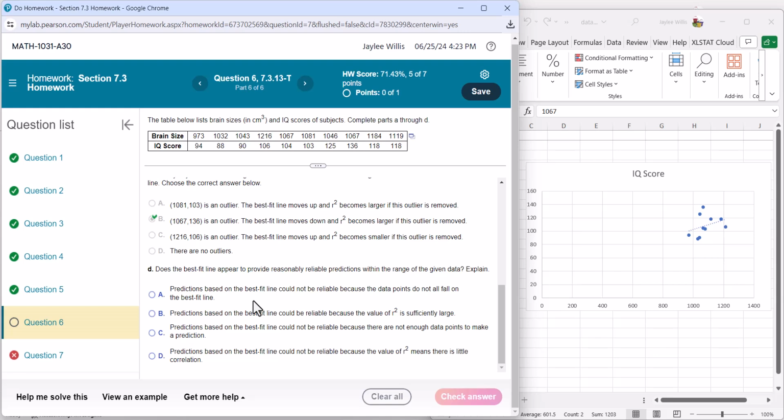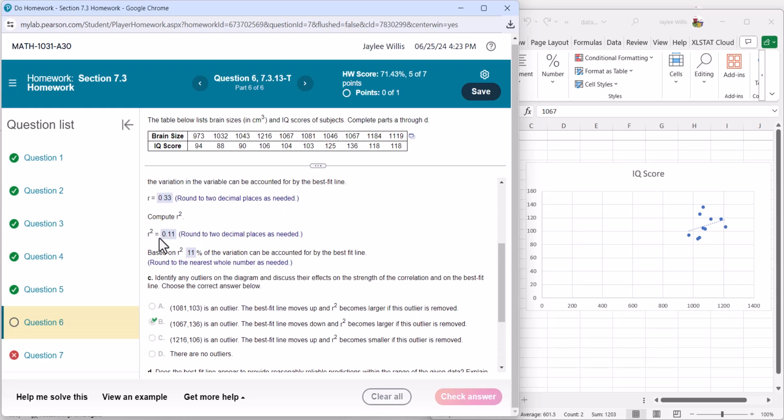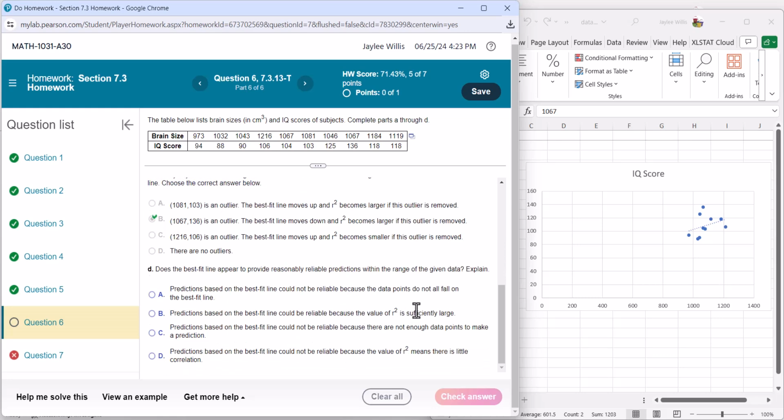So it says, predictions based on the best fit line could not be reliable because the data points do not all fall on the best fit line. Not all data points have to fall on it in order to still be a good prediction. They just have to be close to it. It says predictions based on the best fit line could be reliable because the value of R squared is sufficiently large, but R squared is actually not very large. It's only 11%. So probably not going to be that one.